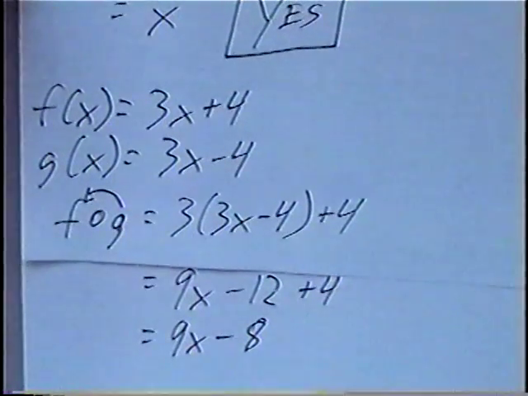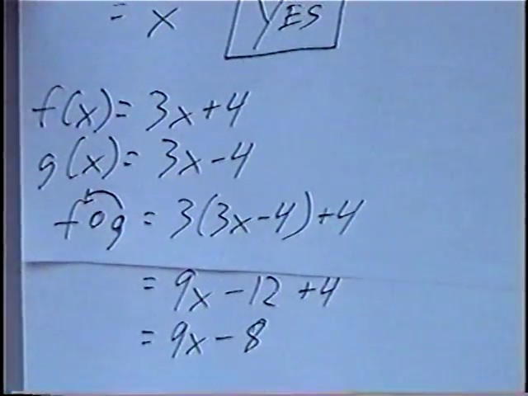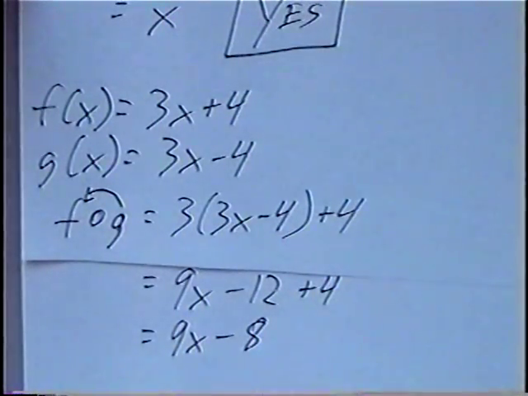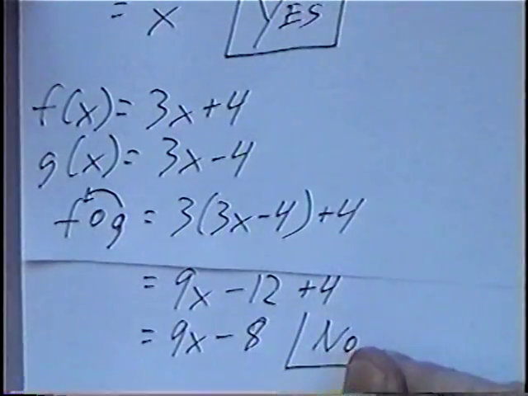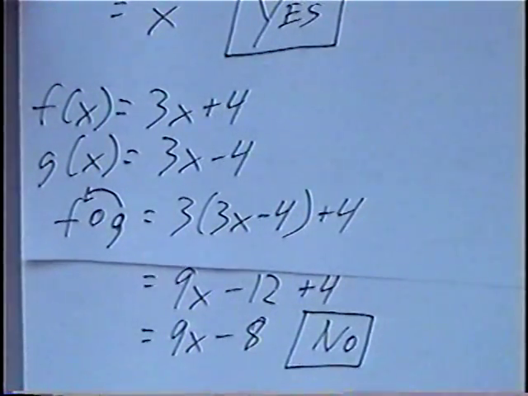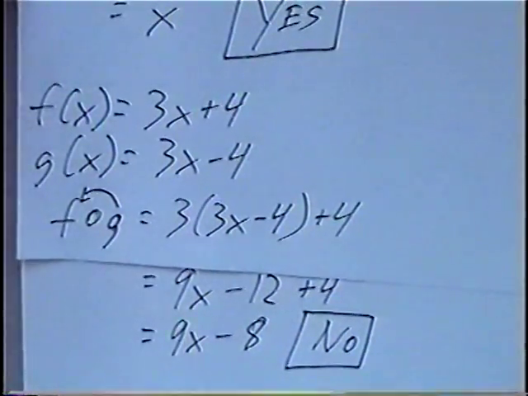Again, for these to be inverses, when you do either composition, it should equal just a single x, and not 9x minus 8. Anytime you get something different than x, the answer to the question would be no, these are not inverses. We don't have to do the second part of the problem. Since the first composition is not x, then they're not inverses.